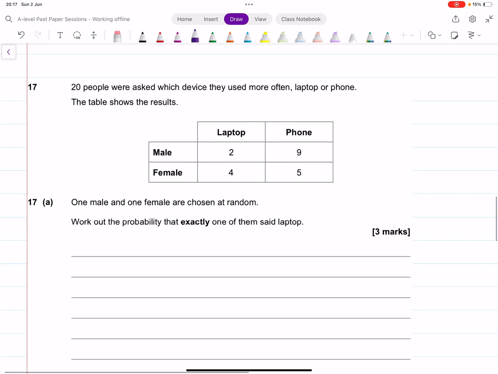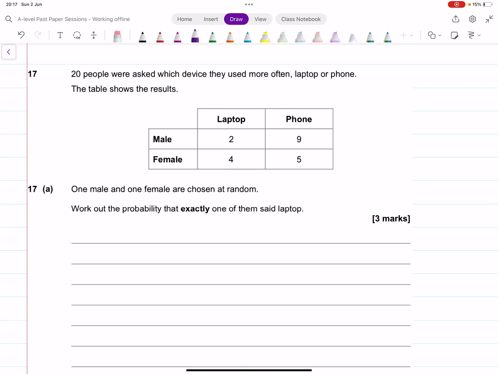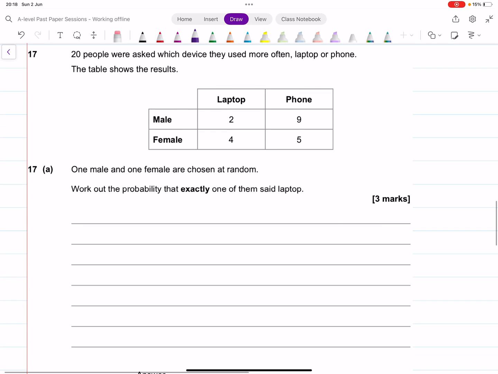Okay? All right, question number 17. 20 people were asked which device they used more often, laptop or phone. The table shows the results. One male and one female are chosen at random. Work out the probability that exactly one of them said laptop. Exactly one of them should say a laptop. Now, what are the possibilities? One possibility could be that both of them say laptop, both of them say phone, and then one of them says laptop and the other says phone.